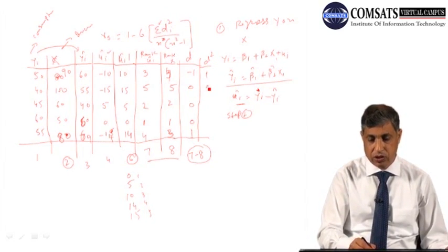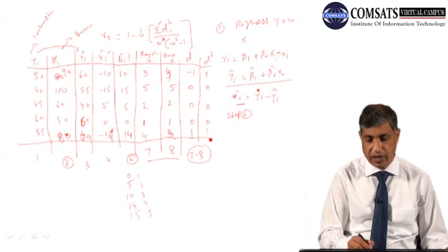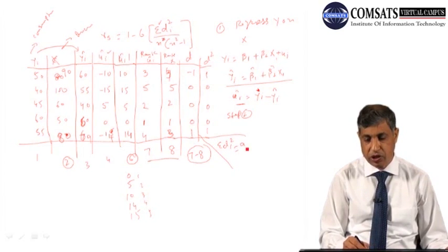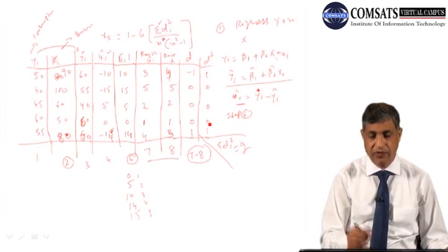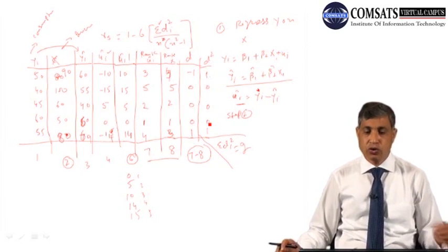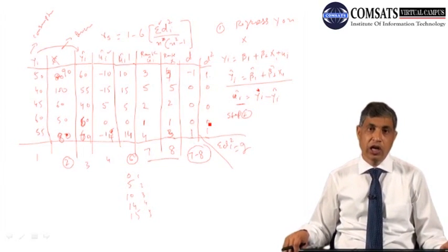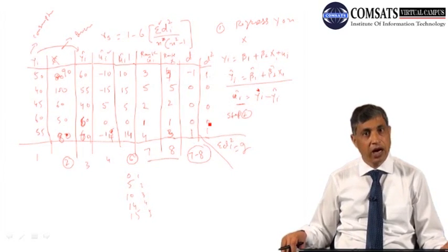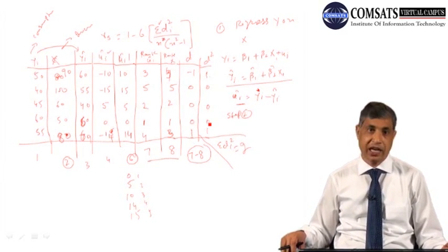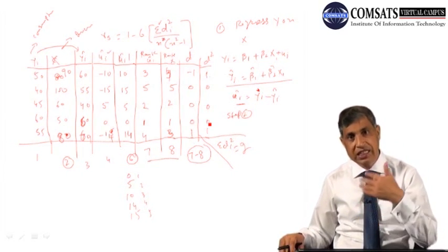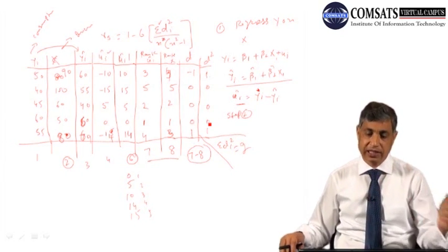This will become 1 0 0 0 1. And what is the summation di square? It is simply equal to 2. 1 this and 1 this, 2. So now if you look at the formula, you can see we have almost calculated each and everything. So I have to just replace the values.